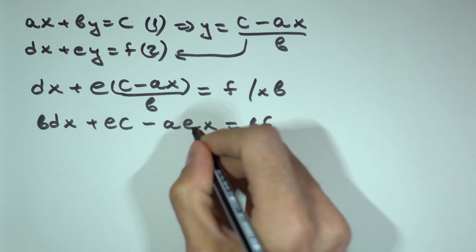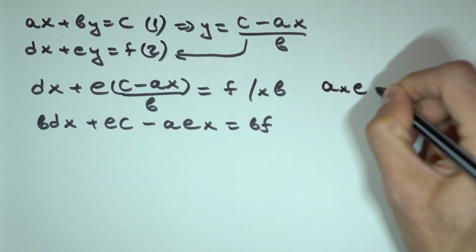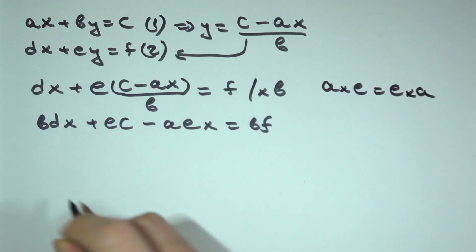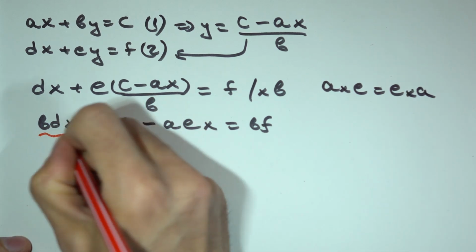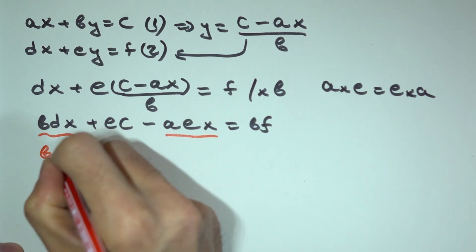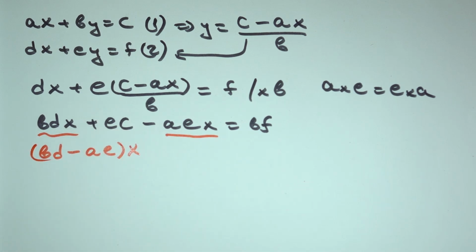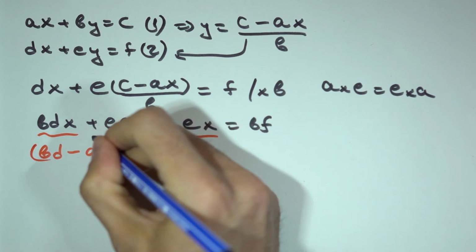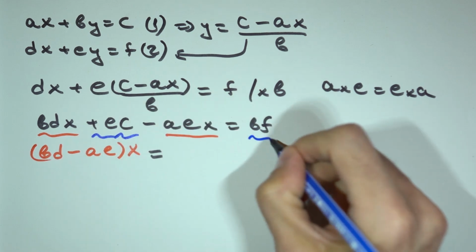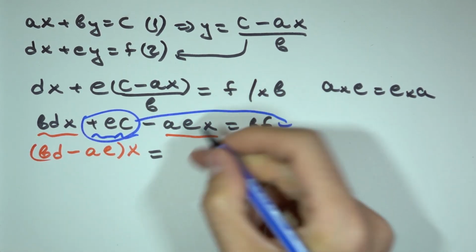Here I wrote ae instead of ea because it is the same. A times e equals e times a. Now we have to collect everything that contains x. We have x here and x here. So we can write bd minus ae times x equals everything that doesn't contain x. We have ec here and bf here, and this term has to be transferred to the right hand side.